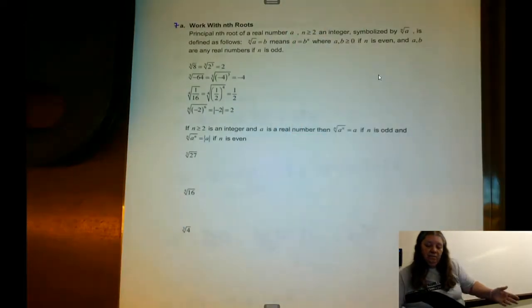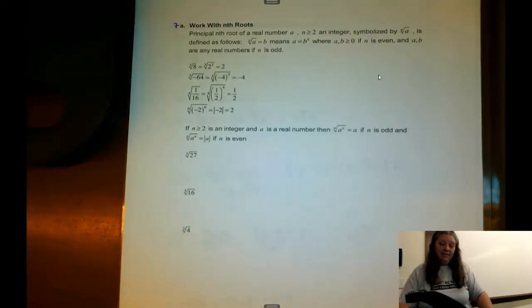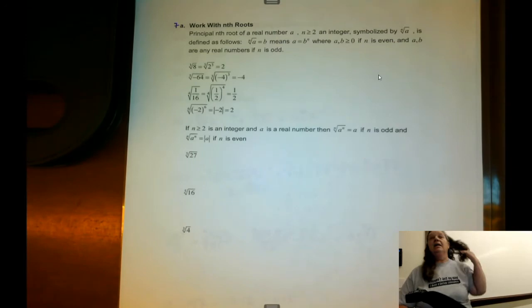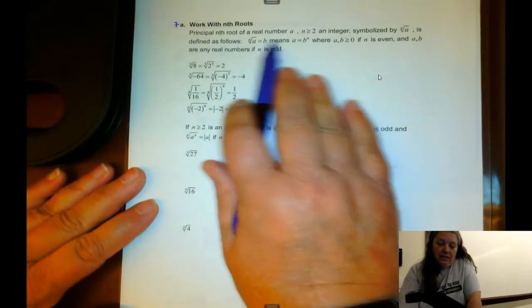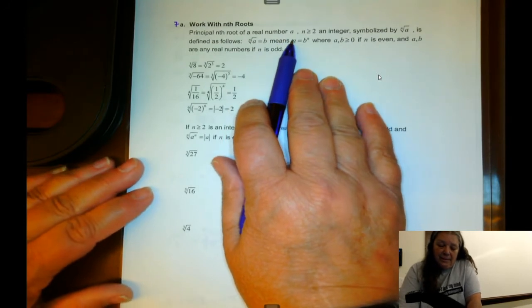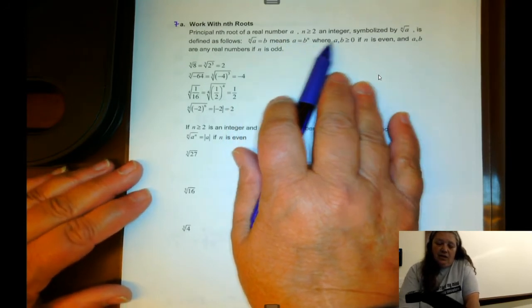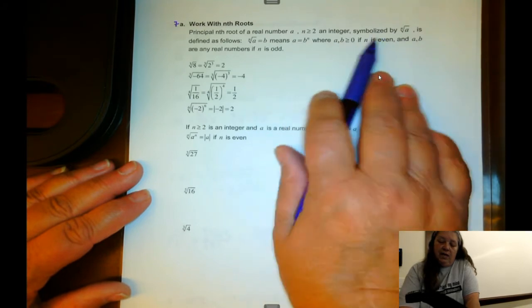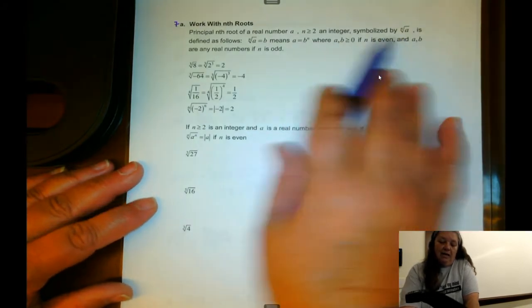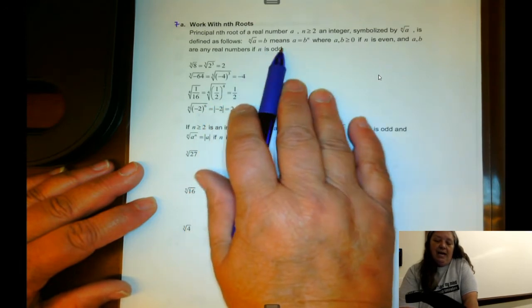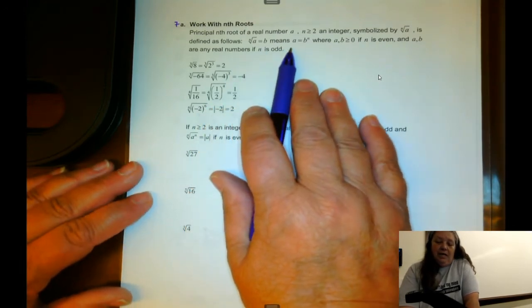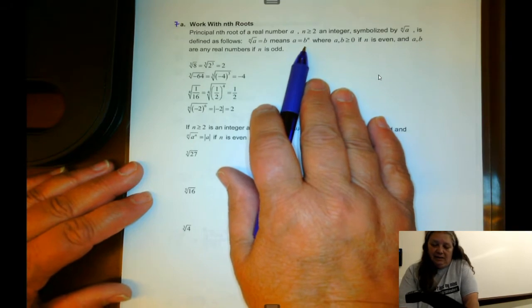Okay, we've mentioned in passing working with radicals. Now we're actually going to work with radicals that may or may not be second degree or square roots. So the principal nth root of a real number, if n is greater than 2, is an integer symbolized by the nth root of a. It's defined as the nth root of a equals b, which means that a equals b to the n.